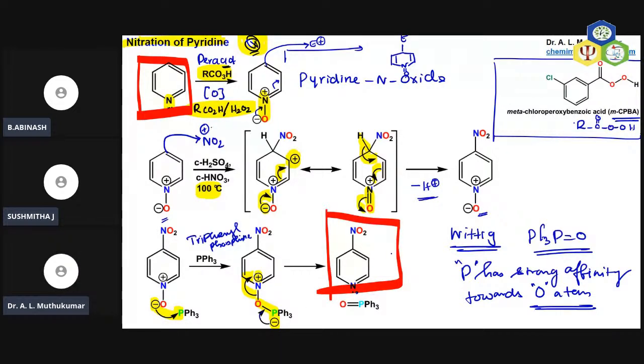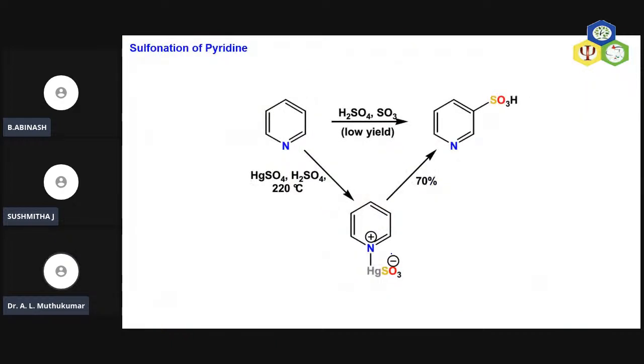Just keep in mind. We have one more type of reaction, that is, sulfonation of pyridine. I already explained that direct electrophilic substitution of pyridine will always give you low yield with a regular sulfonating agent. That is, when pyridine is treated with oleum, otherwise known as H2SO4 along with SO3, that is fuming sulfuric acid, it will lead to low yield. Substitution will be taking place at the C3 position, there is no doubt about that, but you will be getting low yield.